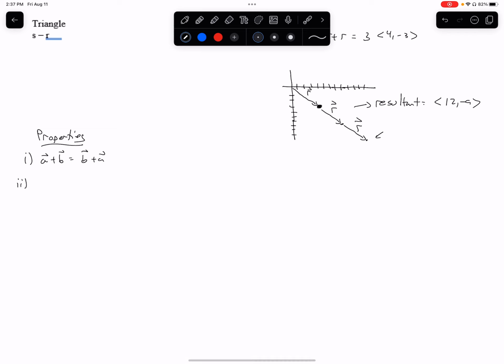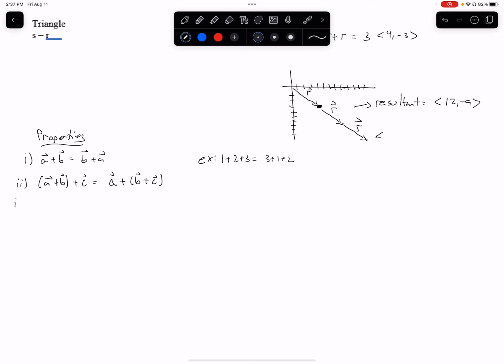Property two, that's the associative property. If I take two vectors and add them, and then add a third vector, I can change the order in which I add them. I can rewrite them in any number of ways. In other words, I can add them in any different order. That's what the associative property says. We can add in any order. For example, if I take 1 plus 2 plus 3, that's the same as if I did 3 plus 1 plus 2. We can associate them in different orders.